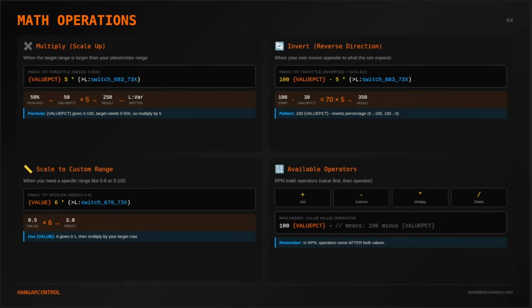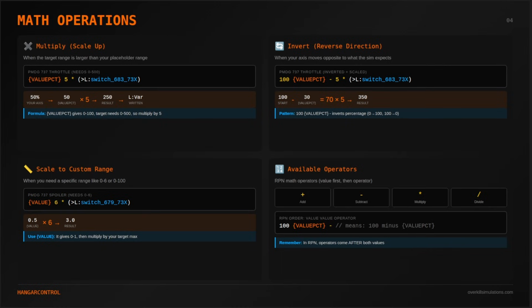So next up, before we get into real world examples here, we have the math operations. And here's where it gets powerful. What if the target range doesn't match your placeholder? So you have the PMDG 737 throttle uses L switch 68373X. And honestly, again, making that up, guys, you guys are going to see the 737 in the live demo here in just a minute. But let's say it expects a range of 0 to 500. But value percent only gives you 0 to 100.